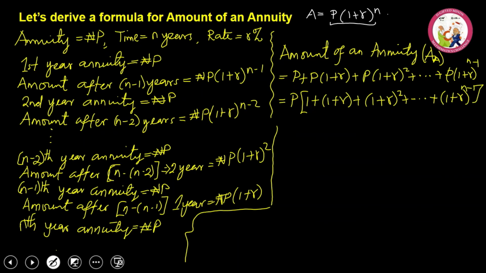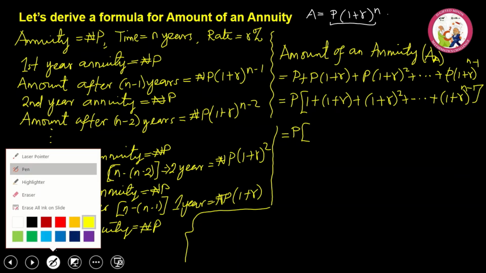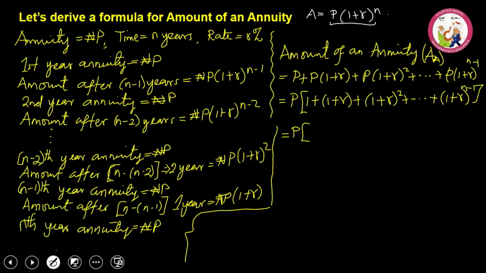Okay, now by close observation, you observe that the series in the curved bracket is actually a geometric series, so we're going to make use of the formula for the sum of n terms of a geometric series Sn, which is given by a times r raised to power n minus 1 over r minus 1, where a in this case is equal to 1, the common ratio CR, which can also be written as R, is equal to 1 plus r.